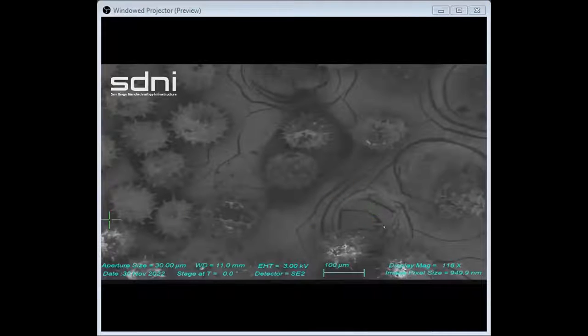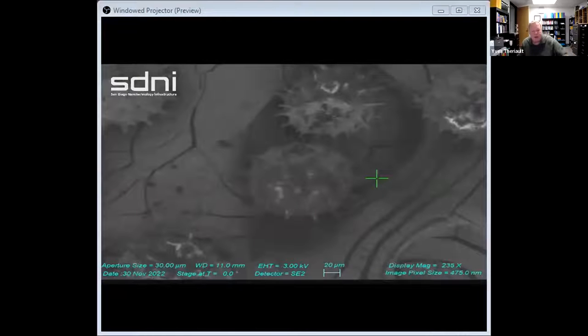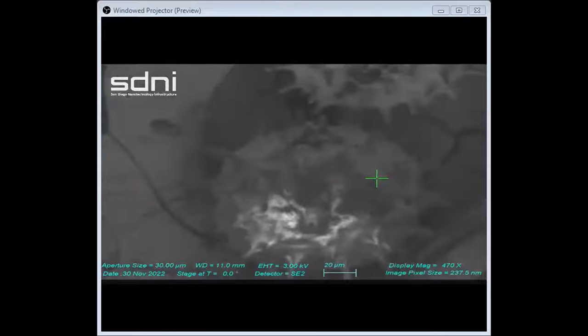Anna, do you want to zoom in on one of these ones over here? I think the one in the middle that is a little bit darker could be a good one. Yeah, that's looking nice.